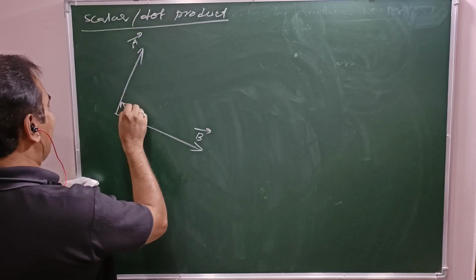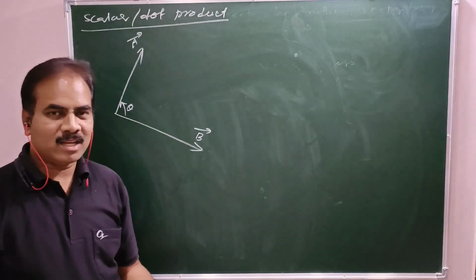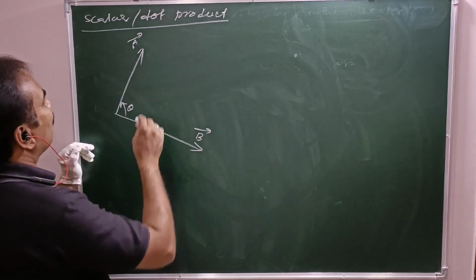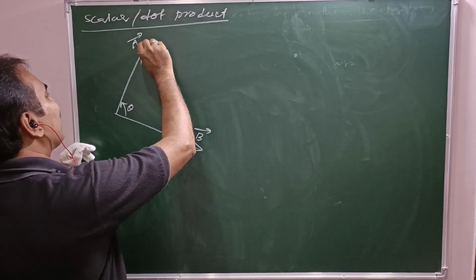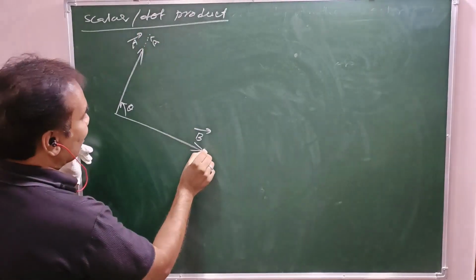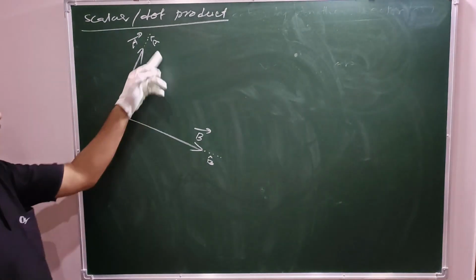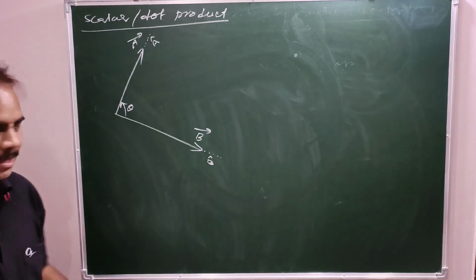A bar and B bar are two vectors, with theta as the angle between them. The unit vector along A bar is A cap, and the unit vector along B bar is B cap. So A cap and B cap are the unit vectors along A bar and B bar respectively.